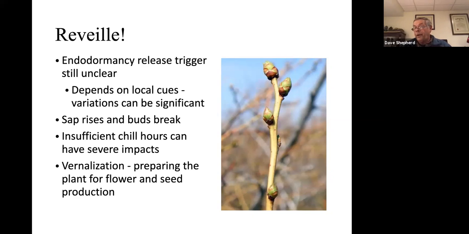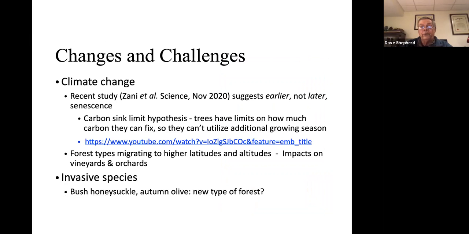So the lesson there is, when you're buying trees, buy them local, buy them from a local nursery. Don't get them from out of area. All right, and that is pretty much dormancy from beginning of acclimation through end of deacclimation. There are a final couple points I'd like to make.